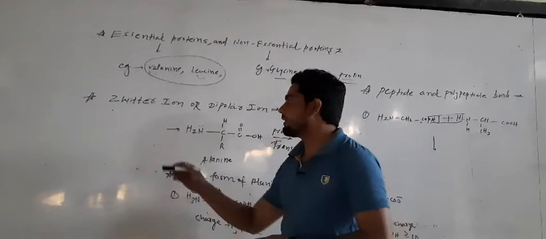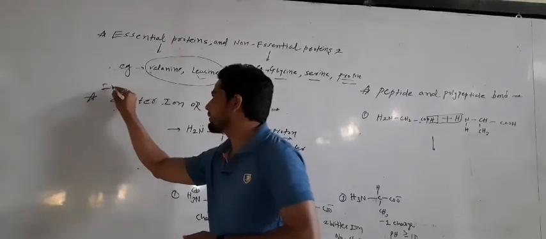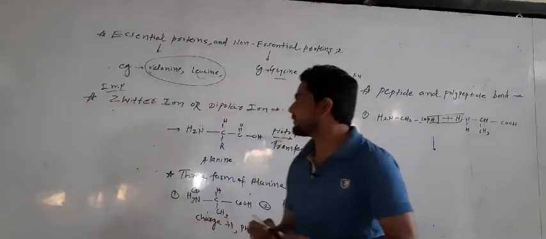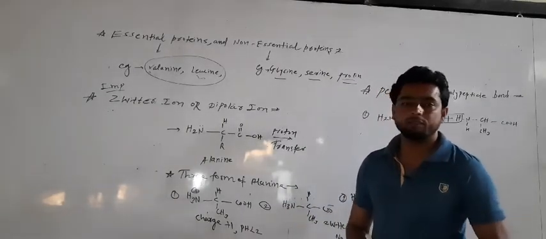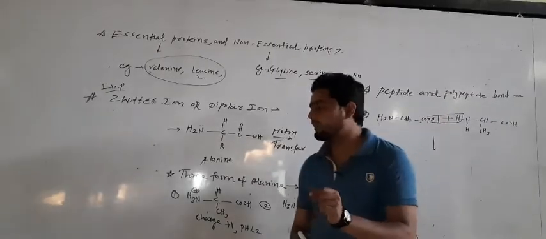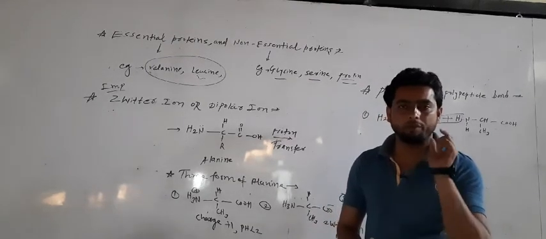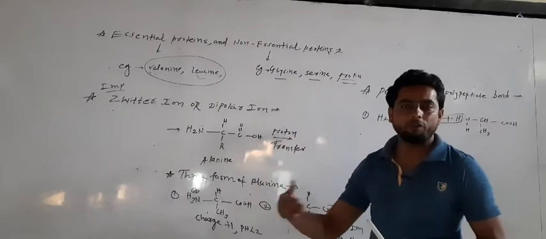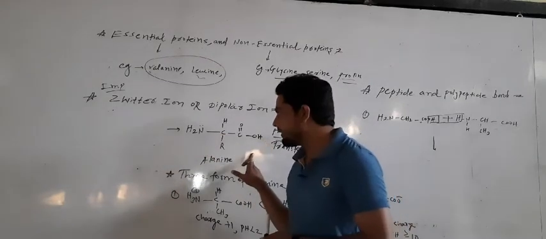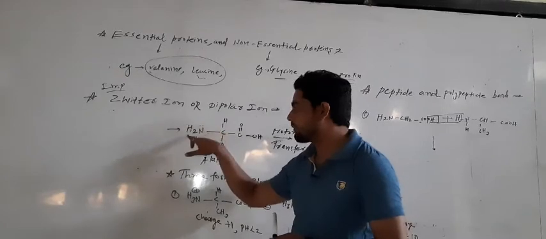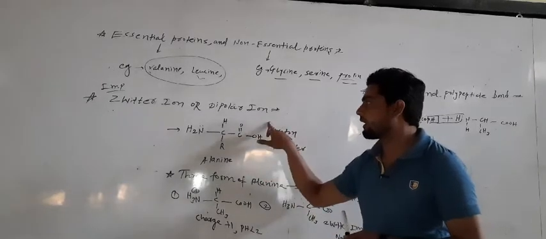Now the next topic: what is a zwitter ion or dipolar ion? It is an important question. Clear beta? A zwitter ion or dipolar ion is defined as follows: when an amino acid, in which the amino group, the NH2 group, accepts the proton from the carboxylic group, it forms the dipolar ion called zwitter ion.